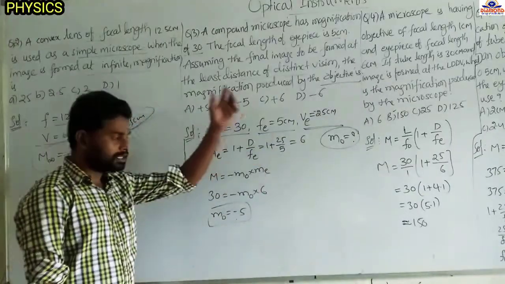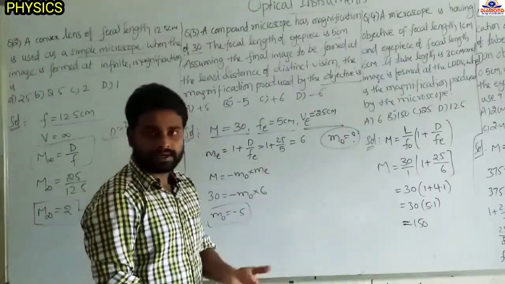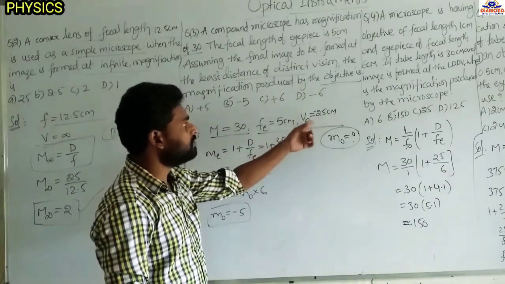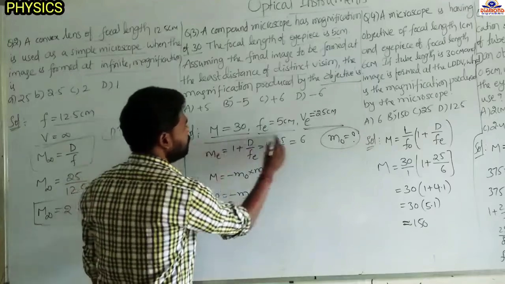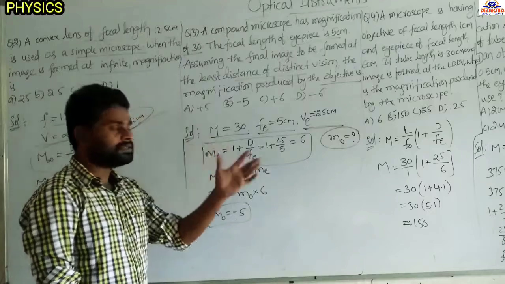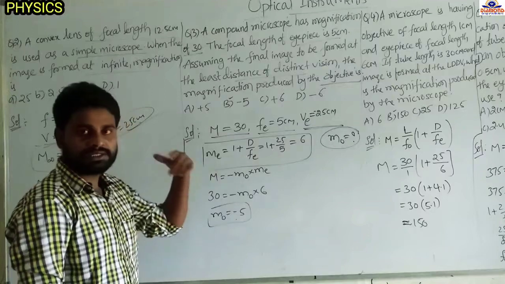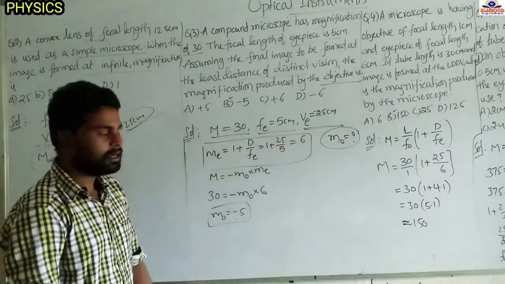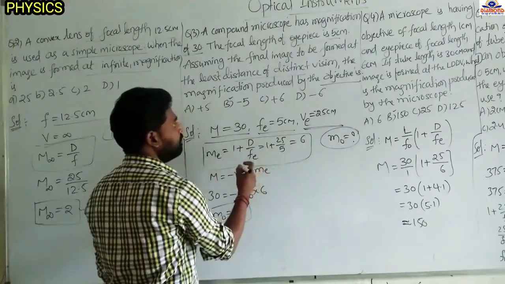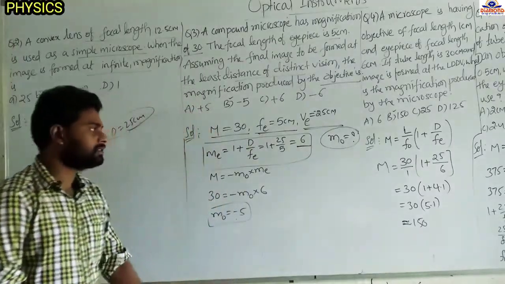Now here the image is at the least distance of distinct vision, and the eyepiece is acting as a simple microscope only. So if the image is at the least distance of distinct vision, the formula for the magnification power is M E equal to 1 plus D by F E. Now 1 plus 25 by 5, the focal length of the eyepiece, gives the magnification power of the eyepiece as 6.